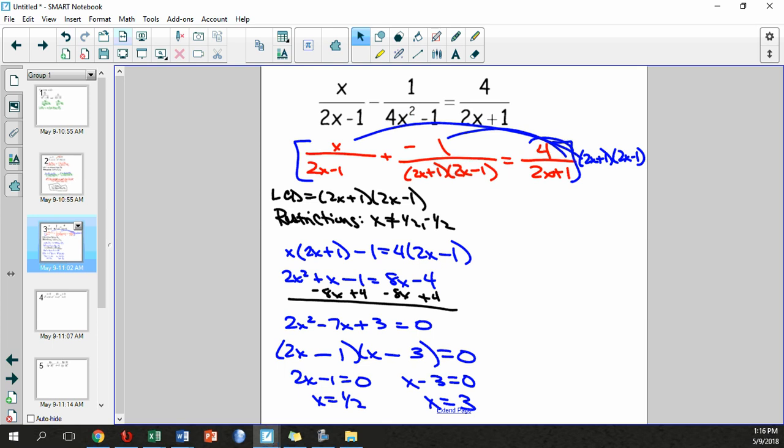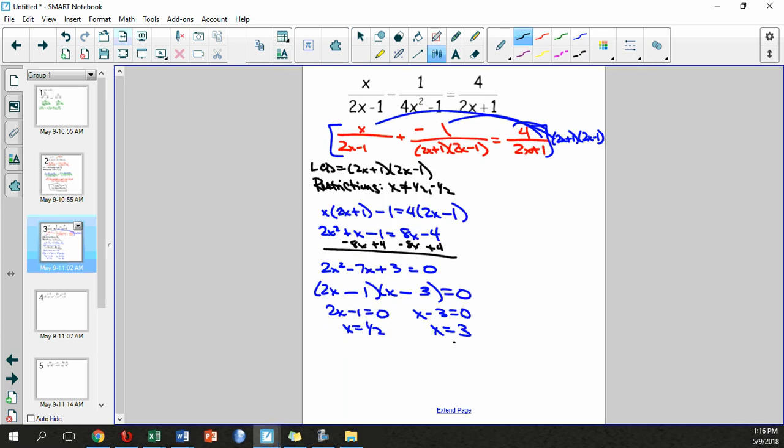However, what do I have to look at? Restrictions. And based upon the restrictions, what can you conclude? That x equals 1/2 is an extraneous solution, and the only answer I have is x equals 3. Do we all understand that? Yes?